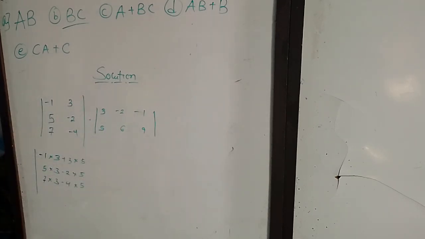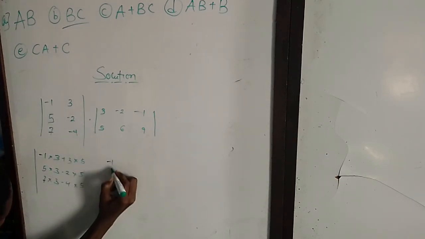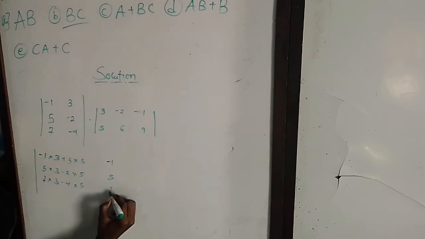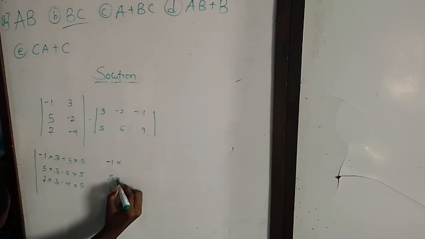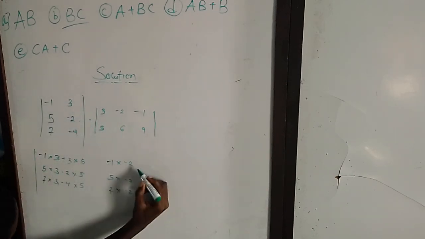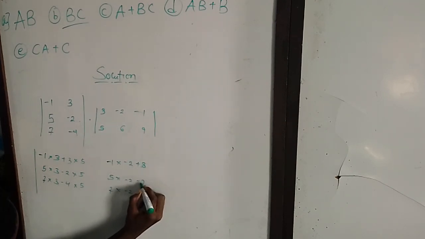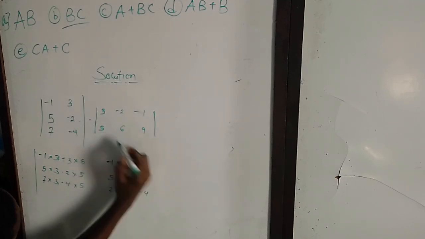Then you move to the second part. So you move to the second part. You repeat this again. You have minus 1, 5, 7 times minus 2. Then you repeat everything here again: plus 3, minus 2, minus 4, then times 6.